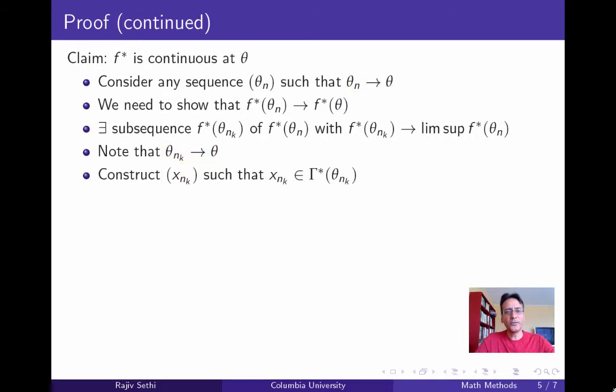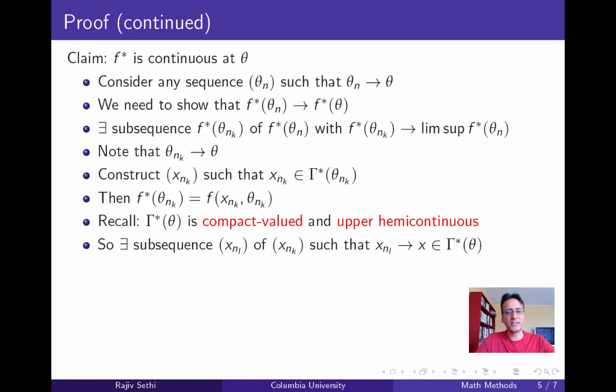Now we're going to construct a sequence of optimal actions, let's call it xnk, that corresponds to this sequence of parameters theta nk. So xnk is an element of the image of theta nk under the solution correspondence gamma star. So we have a sequence of parameters, theta nk, a corresponding sequence of optimal payoffs, f star of theta nk, and a corresponding sequence of optimal actions, xnk. Now note that f star of theta nk, which is the optimized value of the objective function when the parameter is theta nk, must be equal to f of xnk theta nk. This simply follows from the fact that xnk is optimal when the parameter is theta nk. So it must yield the highest possible payoff, which is f star of theta nk.